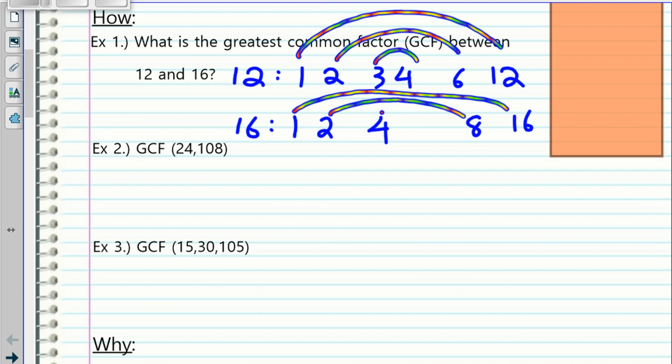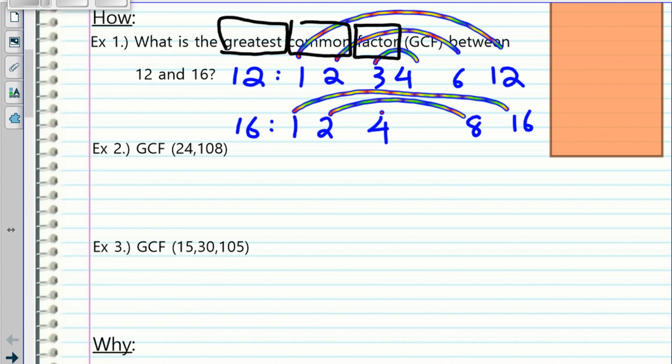And then lastly, the greatest, what does it mean? Largest. So what's the largest factor both of these numbers share? Right? So this makes perfect sense here. So what's the largest number that they both share? Well, they both share 1, they both share 2, they both share 4, and that's it.